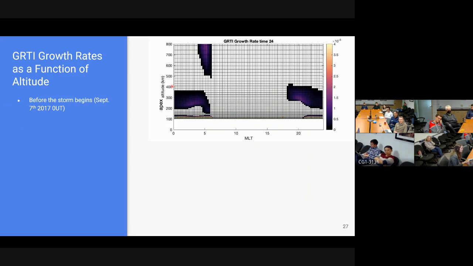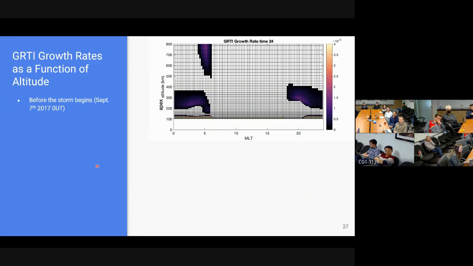But when we consider where ISS is flying through, that's at 400 kilometers here, we don't see any significant enhancement. And in many cases, the growth rates are actually zero at ISS's altitude. And so this is in good agreement with the observations from ISS, since no plasma bubbles were observed during this time period.